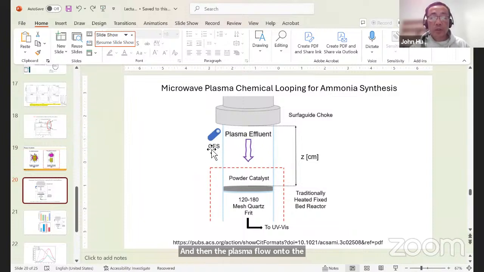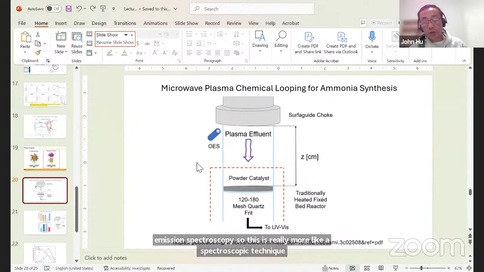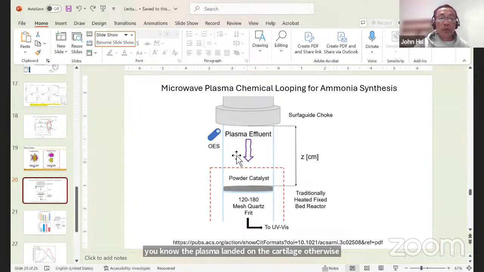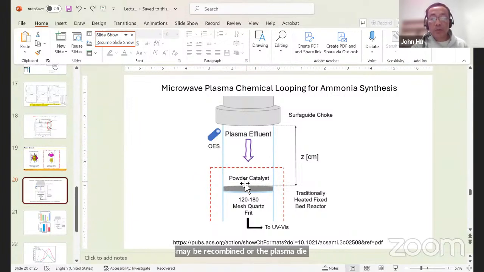Do you see the OES, optical emission spectroscopy? This is really a spectroscopic technique. You have to make sure the plasma landed on the catalyst. Otherwise, if you don't have enough concentration of plasma, it may recombine or the plasma may die before it lands on the catalyst. That means it's not plasma catalysis.